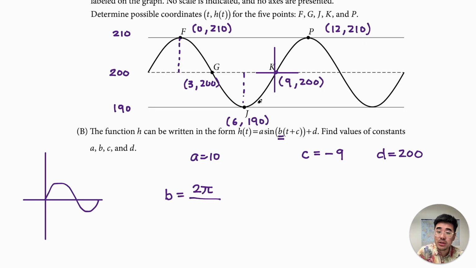How long does it take to do a cycle? It's going to take 12 hours to do a full cycle, so B is 2 pi over 12, which can be simplified to pi over 6. So that's one way you can define your sinusoid function if you want a positive sine.